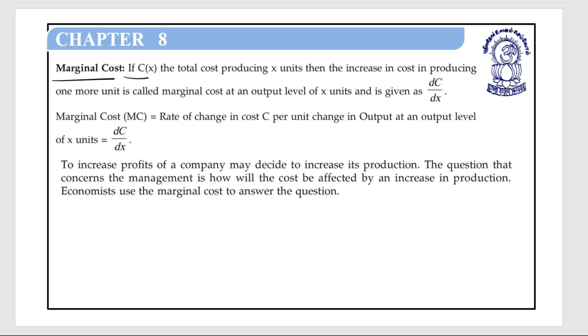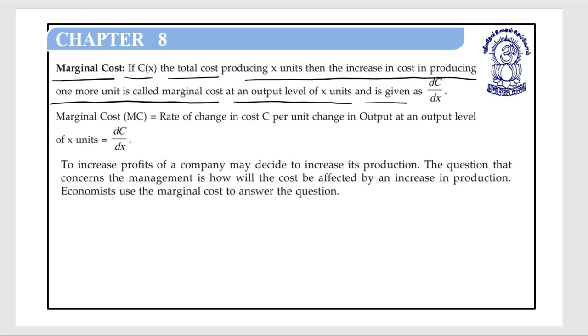Marginal cost. If C(x) is the total cost of producing x units, then the increase in the cost of producing one more unit is called marginal cost at an output level of x units and is given as dC/dx. Marginal cost MC is equal to the rate of change in cost C per unit change in output at an output level of x units, dC/dx.